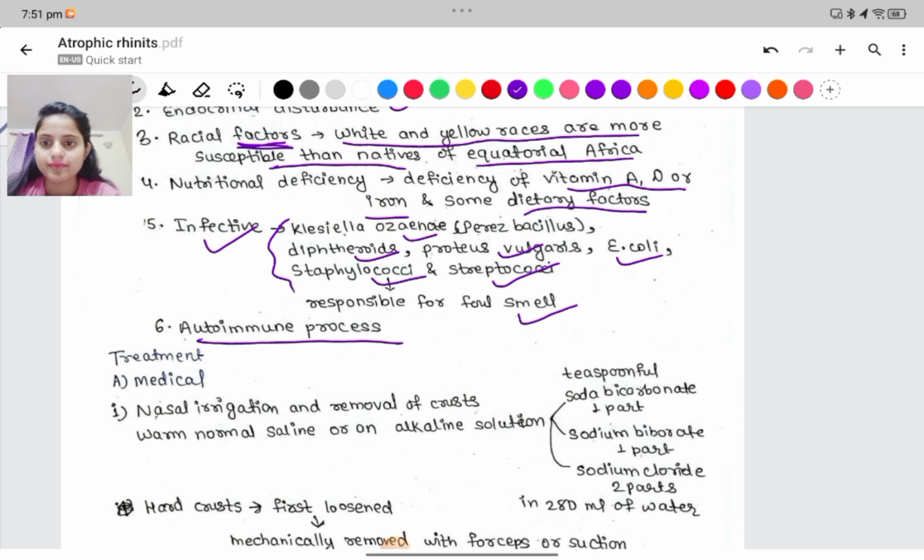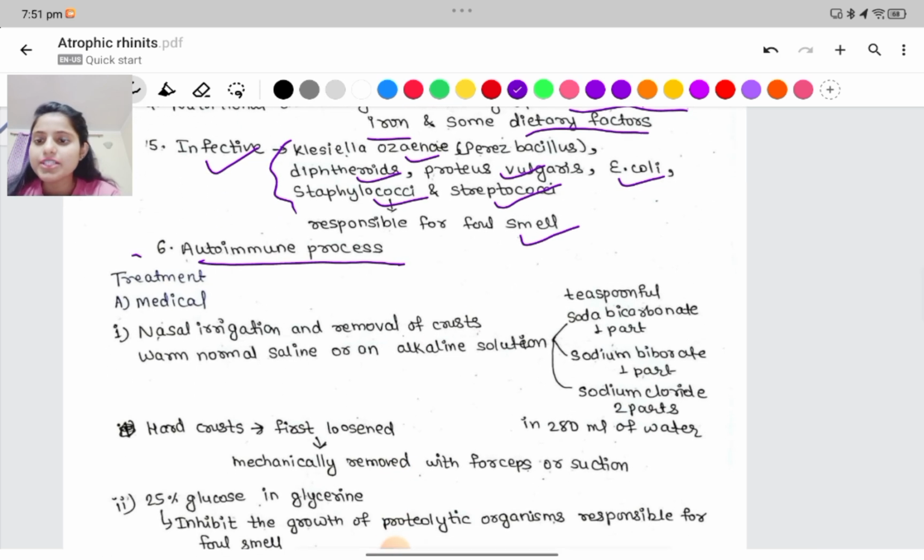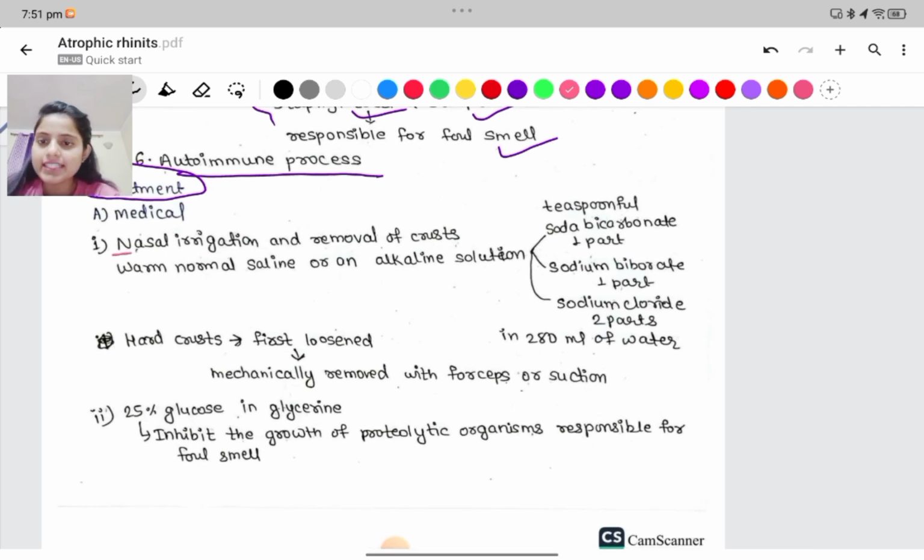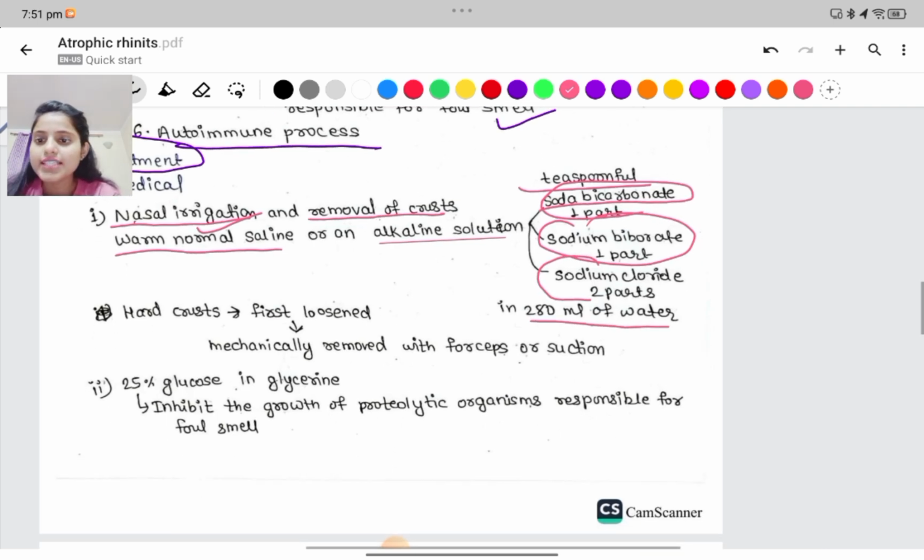For the treatment of atrophic rhinitis, we have medical treatment and surgical treatment. In medical treatment, we do nasal irrigation and removal of the crust. For nasal irrigation, we use warm normal saline or an alkaline solution made by a teaspoonful of powder: sodium bicarbonate 1 part, sodium biborate 1 part and sodium chloride 2 parts in 280 ml of water. If there is hard crust, first we loosen the crust, then mechanically remove it with forceps or suction.